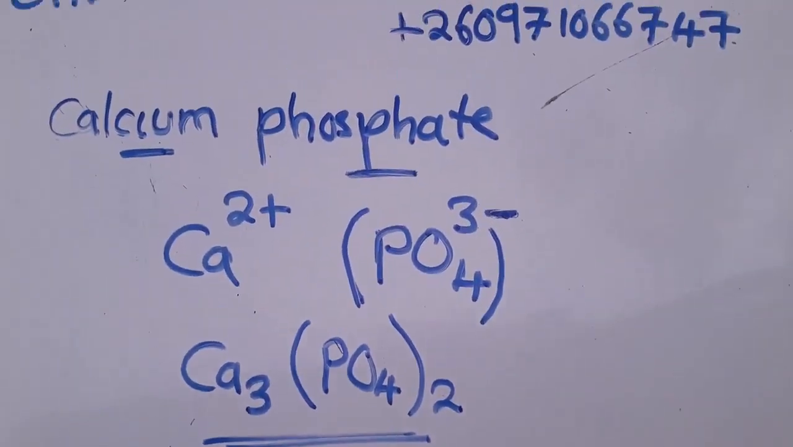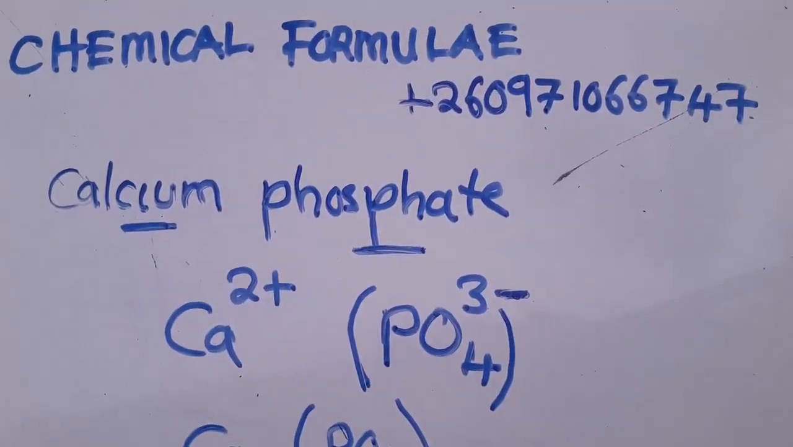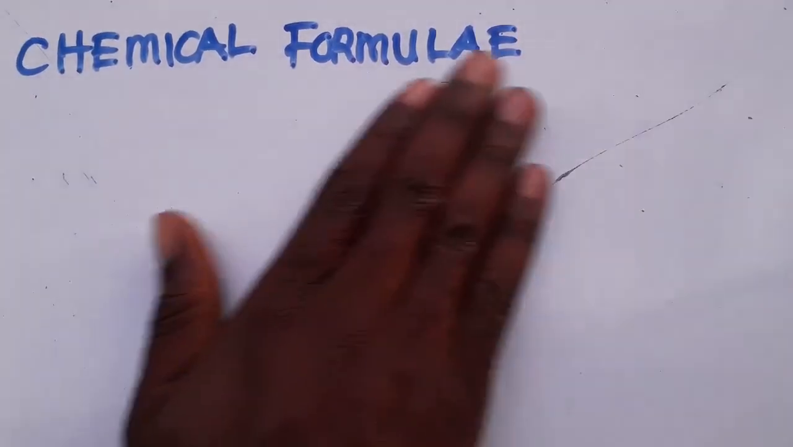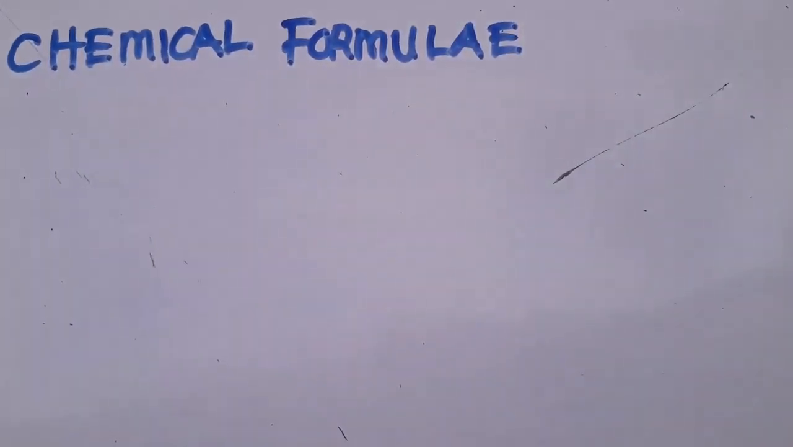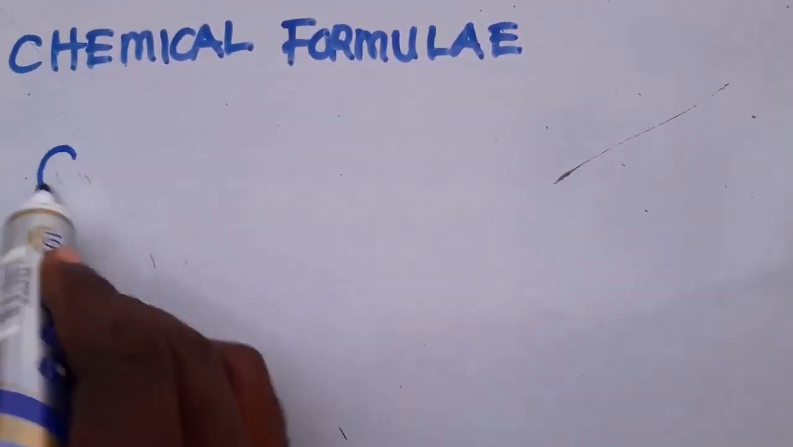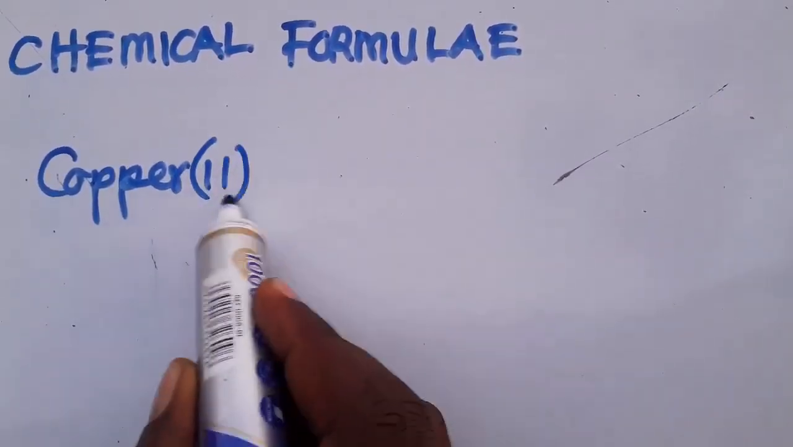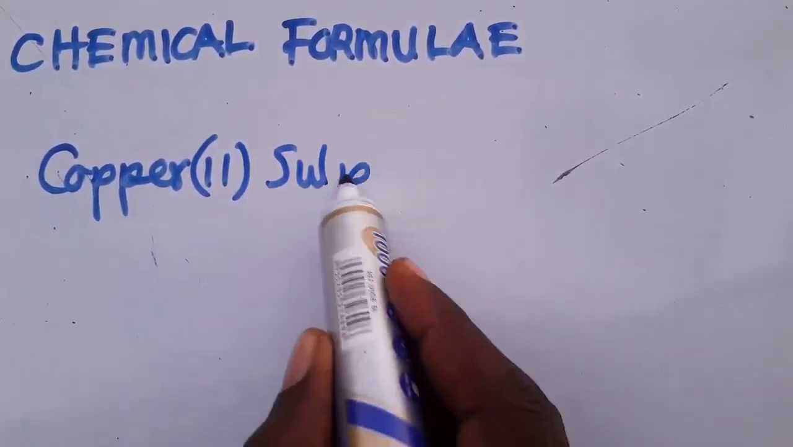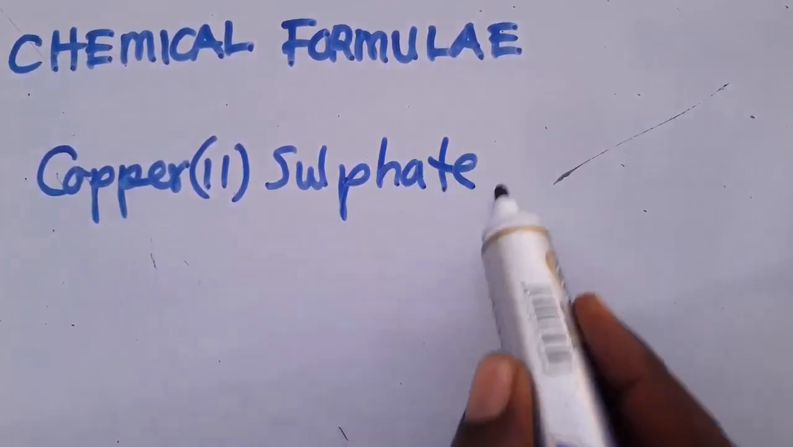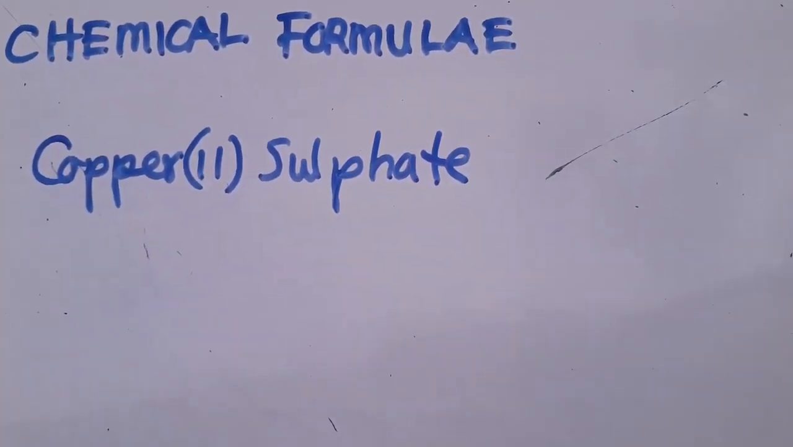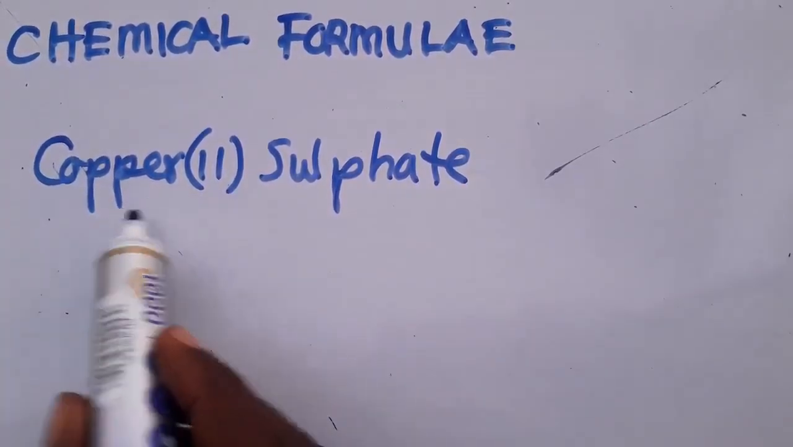So this other one is similar to the previous one that we were doing. You are just told it's like this, copper 2 sulfate. How can you write the chemical formula for copper 2 sulfate? They have said copper 2.